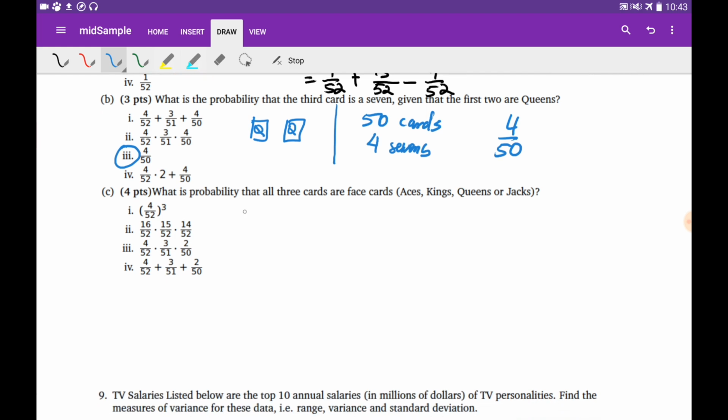So what is the probability that all 3 cards are face cards, basically the ace, king, queen, and jack, right? So how many aces do we have in the deck? There are 4 aces, right? Plus 4 kings, plus 4 queens, plus 4 jacks. So there are 16 face cards in the deck. So the probability of choosing any of them for the first trial is going to be 16 over 52.